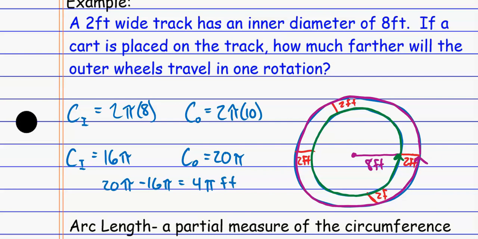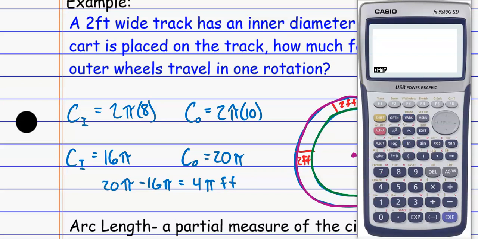But based on the context of the situation, let's plug this one into a calculator. So I'm going to hit 4, and let's use the pi button for this. It's okay to use 3.14, but it's a little more accurate to use the actual pi button, okay? And so we hit 4 pi here, and I get a 12.57.